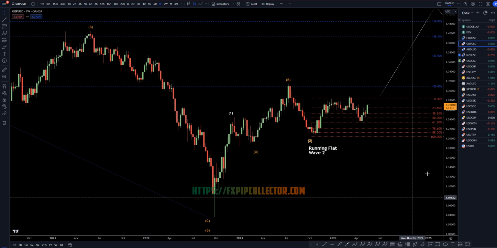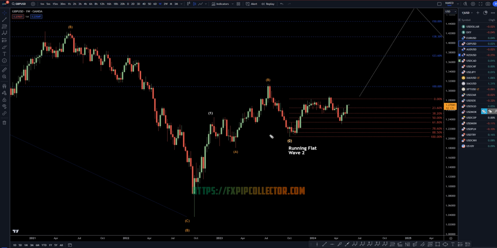Heading down to the weekly time frame, I definitely still think this is a running flat wave 2, which would make this right here a wave 1. That would also make this right here most likely a big wave 2. And I still think this is very likely to go up and make a wave 3, 4, 5 of an expanding flat, or a 3, 4, 5 of that running flat.